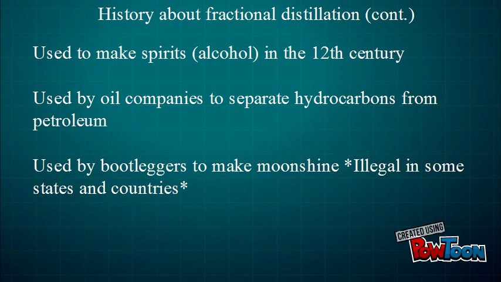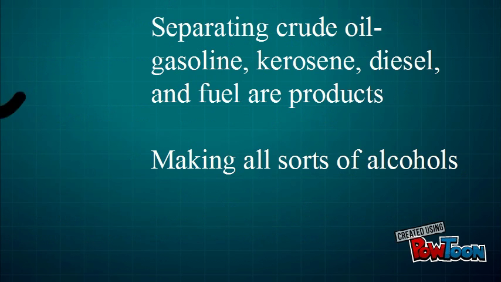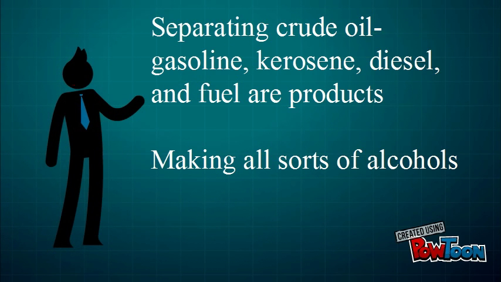Some more history about fractional distillation: it was used to make spirits, also known as alcohol, in the 12th century. It's also used by oil companies to separate hydrocarbons from petroleum. Also, fractional distillation is used by bootleggers to make moonshine, which is highly illegal in some states and countries, so do not attempt it. Fractional distillation is used in the separation of crude oil, which produces gasoline, kerosene, diesel, and fuel. It also helps with the making of all sorts of alcohols like Smirnoff, Bailey's, Bell's, Gordon's, and Morgan Spiced.